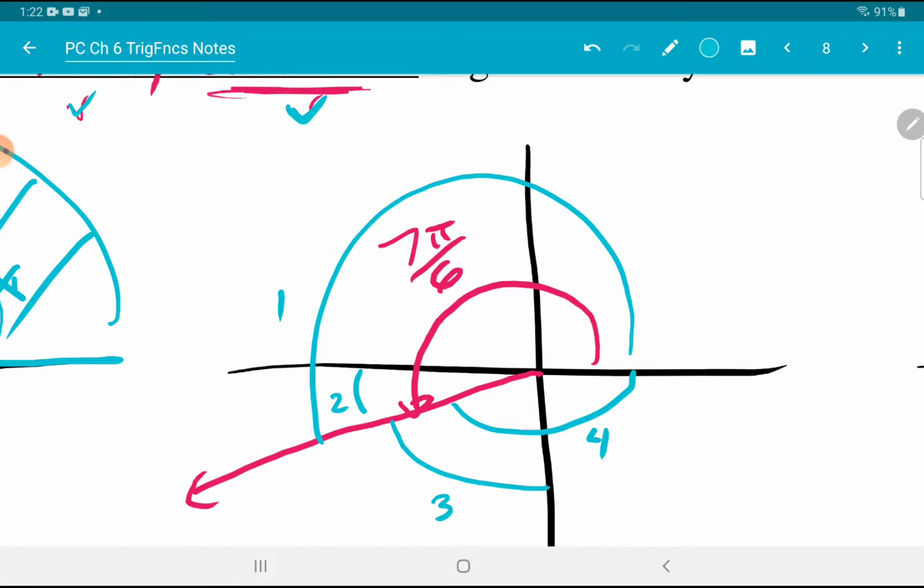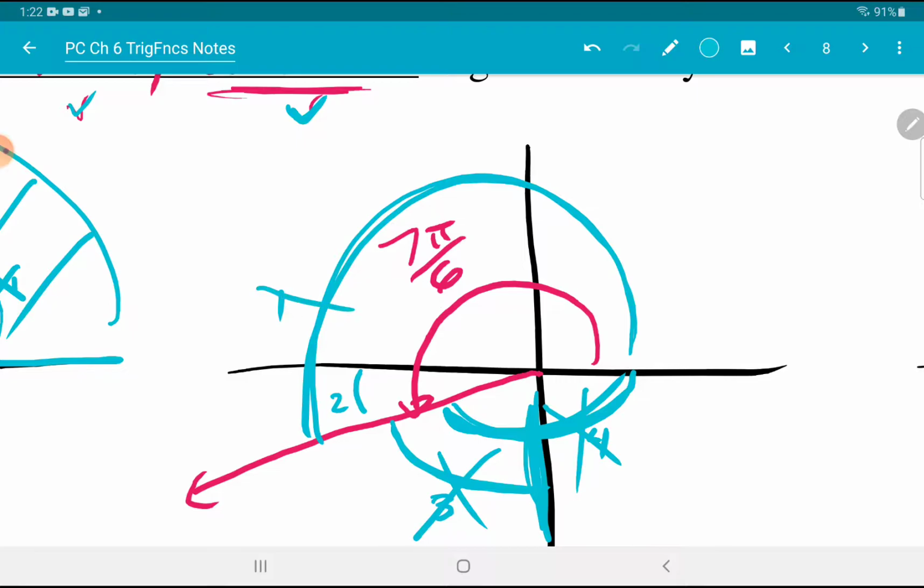Okay. Let's backtrack. Angle 4? Is that an acute angle? No, that's obtuse. So it's not angle 4. Angle 3? Is it that one? No, it's not with the x-axis. It's with the y-axis. So we don't want that angle either. Is it angle 1? No, that's obtuse. We don't want that. Must be angle 2 then. Angle 2 is our reference angle.